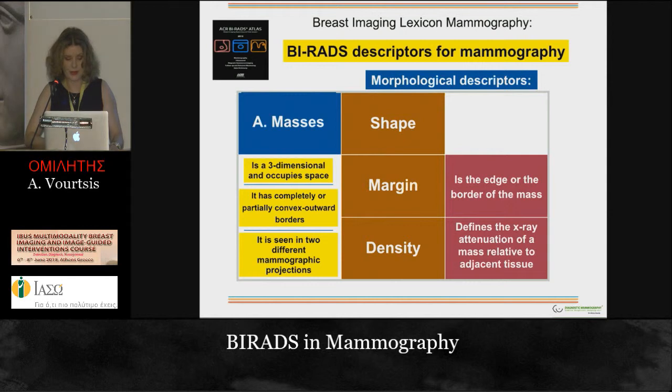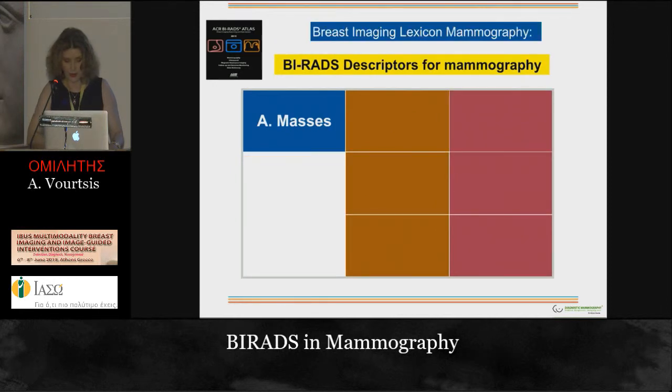So the first term is mass, or masses. A true mass is a three-dimensional lesion that occupies a space. It has completely or partially convex outward borders and is seen in two different mammographic projections. Now, the morphological descriptors that are used to classify masses are the shape, the margin, which is the edge or the border of the mass, and the density, which is defined as the X-ray attenuation of the mass relative to adjacent tissue.